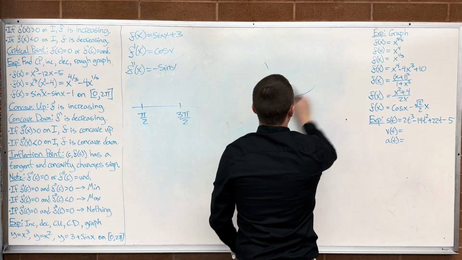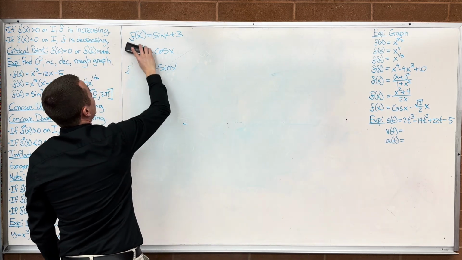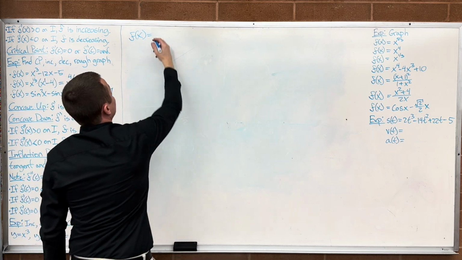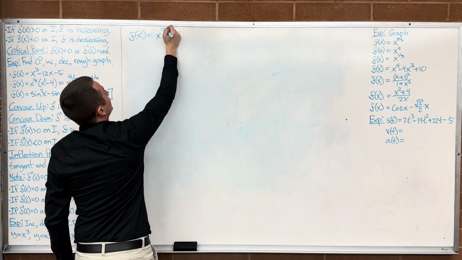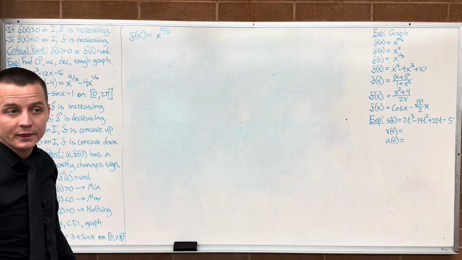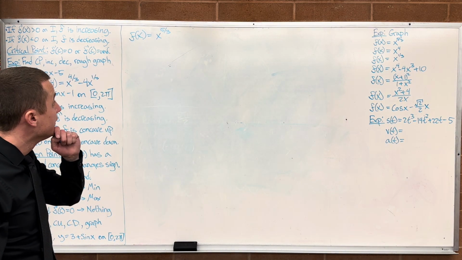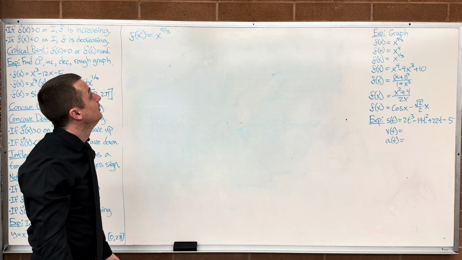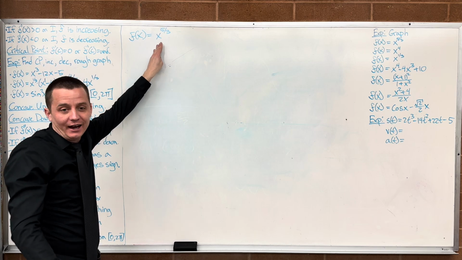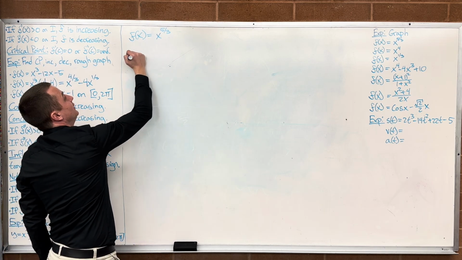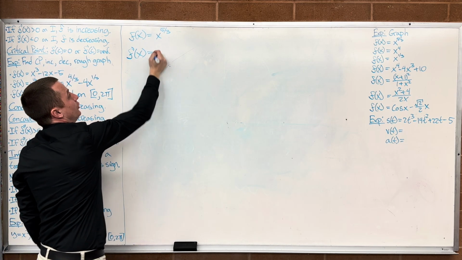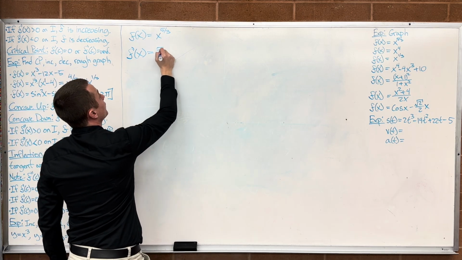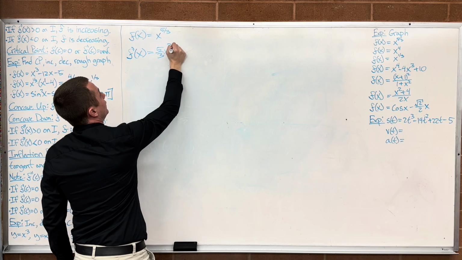Now ones that we don't have as much intuition for. Let's look at f of x equals x to the 5/3. It's a cube root divided by the cube root. How do we mess with this? Okay. So what's the derivative here? It's 5 thirds x to the power of 2 thirds, like that, right?